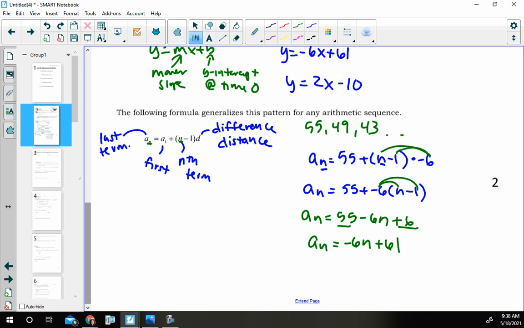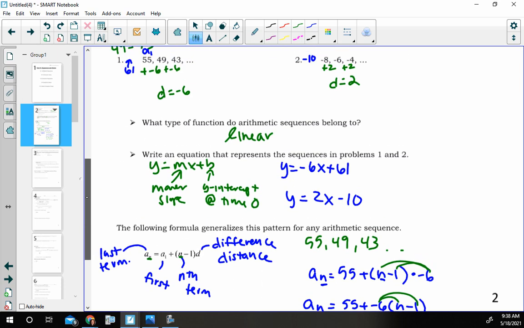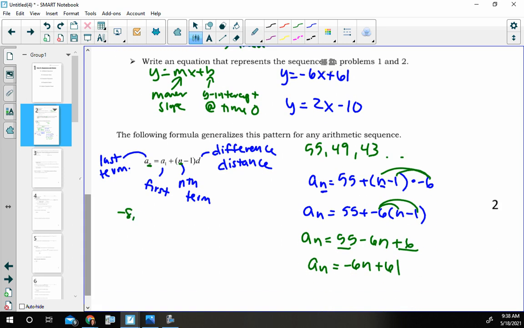Okay, so what I want you to do is try the other example on your own, trying to plug those things in. So my negative 8, negative 6, negative 4. So pause the video and see if you can create that same equation to find your general arithmetic sequence equation.